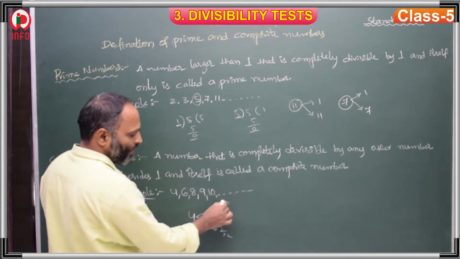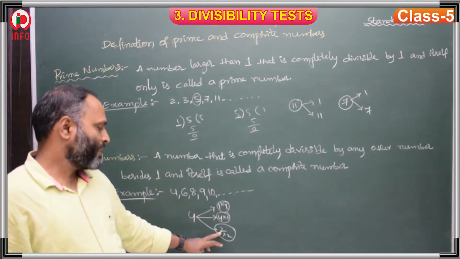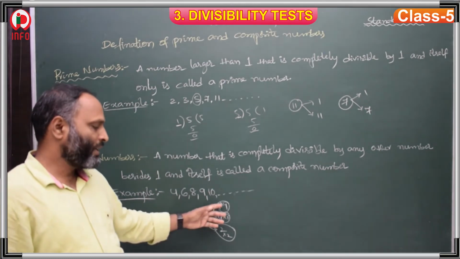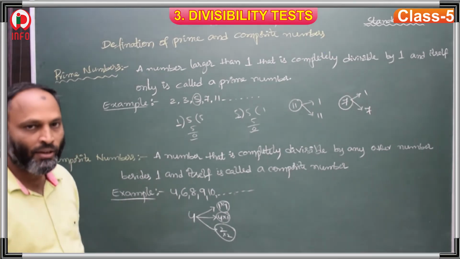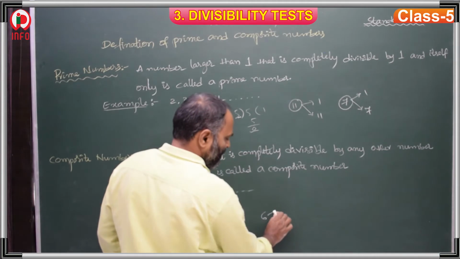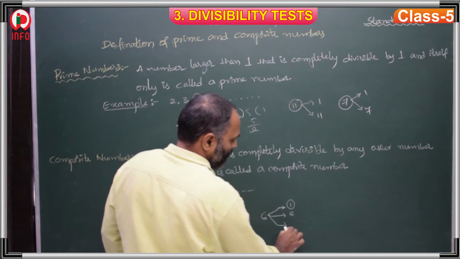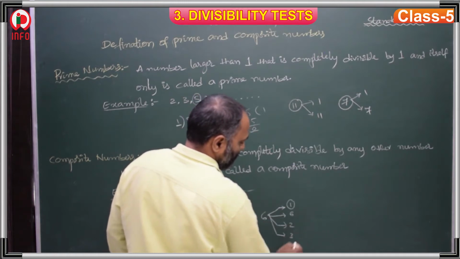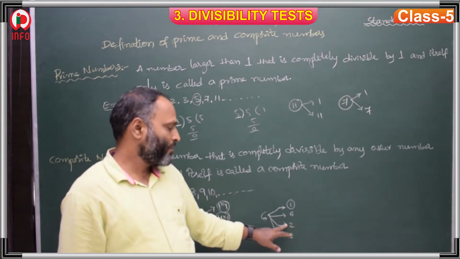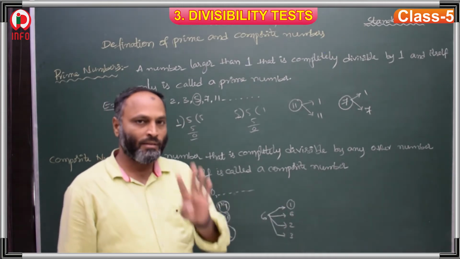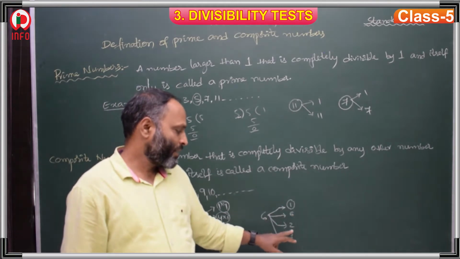So 4 has 3 factors: 1 and itself, as well as 2. One and itself are there, but another factor is also there, so this is not a prime number. This is a composite number. Then 6. 1 sixes are 6, 6 ones are 6, 2 threes are 6 and 3 twos are 6. So 6 is divisible by 1, 2, 3 and 6. In total, 6 has 4 factors: 1 and itself, and also 2 and 3.